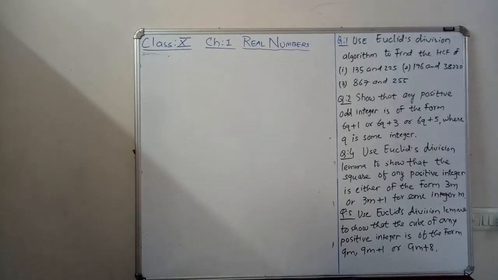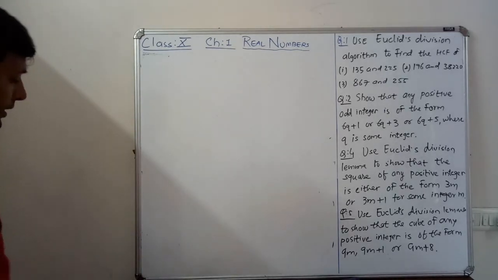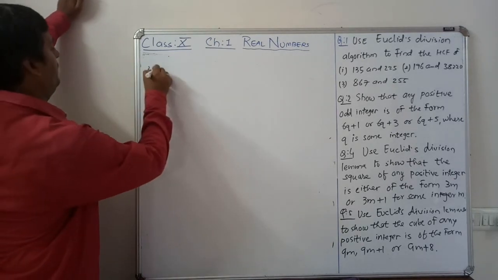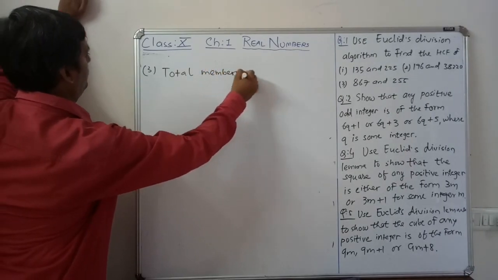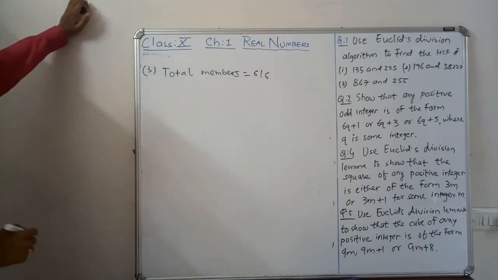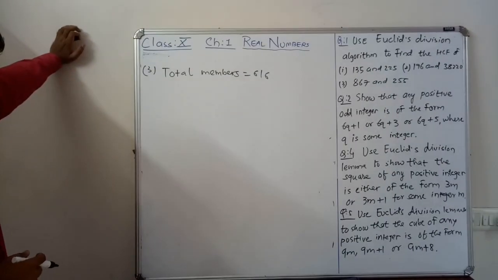So in a parade, right? The two groups are to march in the same number of columns. So what is the maximum number of columns in which they can march? So how many total members are there? 616, right? So total members is equal to 616. What do we have to find in the question, children? The question says, what is the maximum number of columns in which they can march.